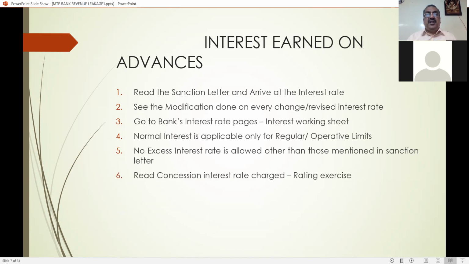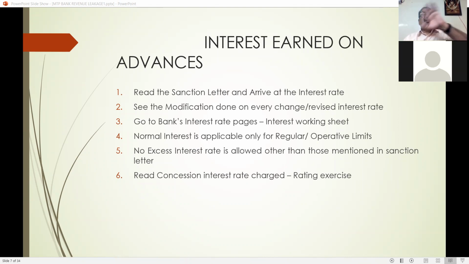And read the concession interest rate, if any. For this, the bankers have to do the rating exercise. Normally interest rate concession will not be given to customers. Due to some good operation, they approach the bankers: Sir, other bankers are giving at the rate of 6.8%, but you are charging me 7.2%. Can you reduce the interest rate from 7.2 to 6.8? Sometimes due to business strength, the banker says, okay, we will reduce the interest rate to 6.8%.